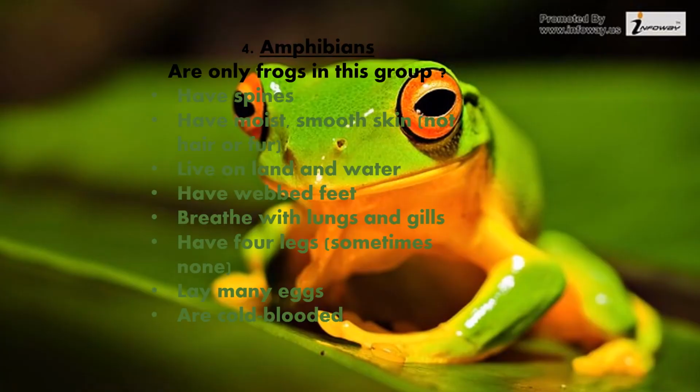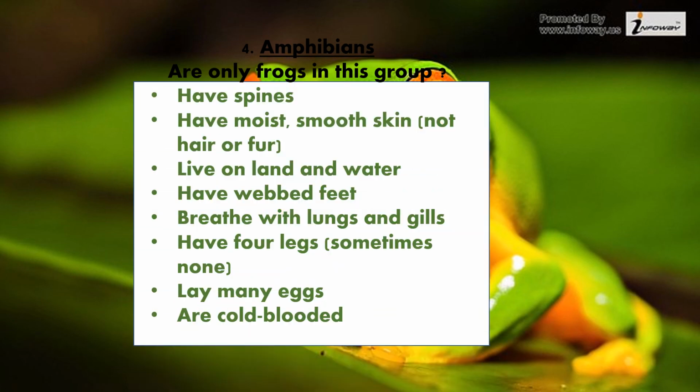All right, so amphibians is our next group. Are only frogs in this group? Let's have a look and see. The amphibians must have spines. They have moist, smooth skin, not hair or fur. They live on land and water, have webbed feet, breathe with lungs and gills, have 4 legs, sometimes none, lay many eggs, and are cold-blooded. So, is it only a frog?